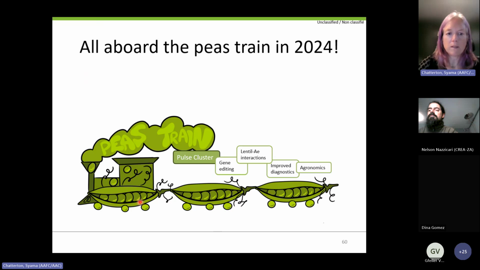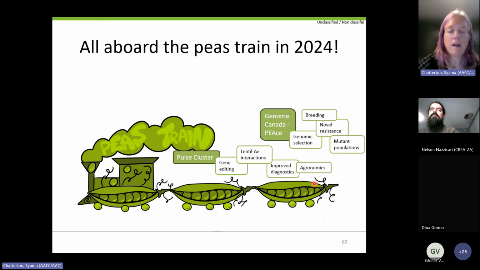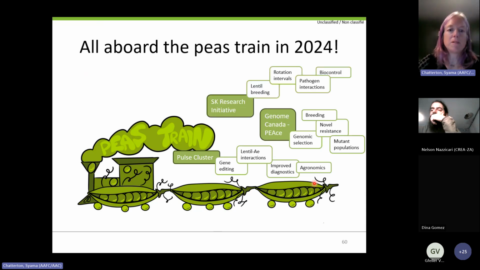One is part of the Pulse cluster, where we're looking at a lot more into the lentils. I didn't talk much about lentils today, so we're looking a lot more at lentils and trying to work on improved diagnostics coupled with agronomics. Another is a big project, Genome Canada, that was just funded, and that's really focusing on breeding and genomics and genomic selection for partial resistance. And then the Saskatchewan Research Initiative is a very large consortium of researchers. They're looking at all sorts of different things. So I think we're making progress. There's lots of exciting research happening.